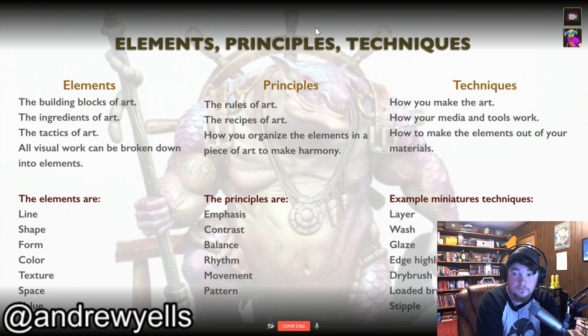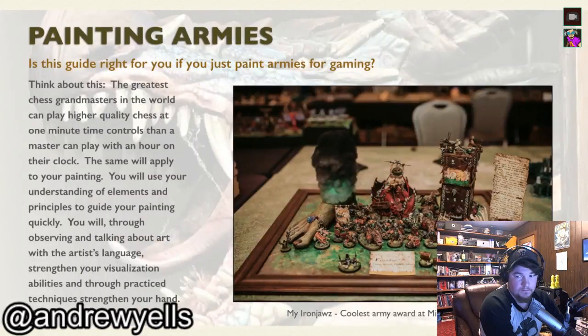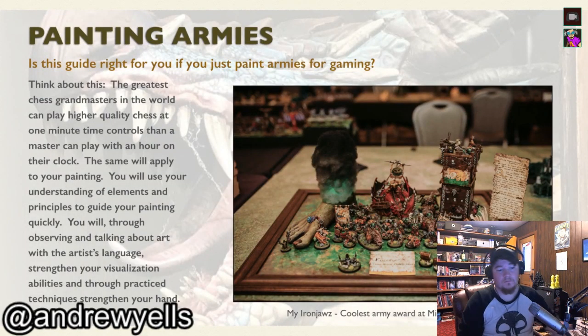The same thing can apply to your strategic thinking in terms of playing the game of Age of Sigmar, which I know most of our viewers, that's what you're doing. We're going to apply the same way of thinking. You can think about anything you do, anything you practice in life, this exact same way in these three levels: elements, principles, techniques. So if you want to paint armies, this guide is for you.